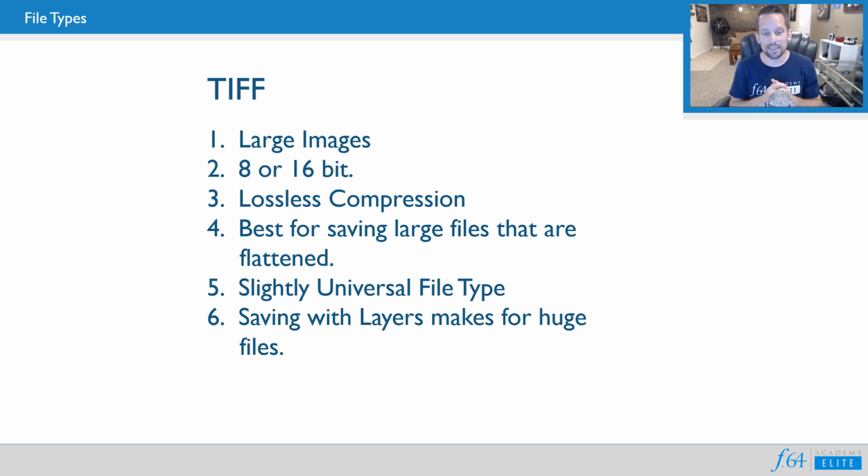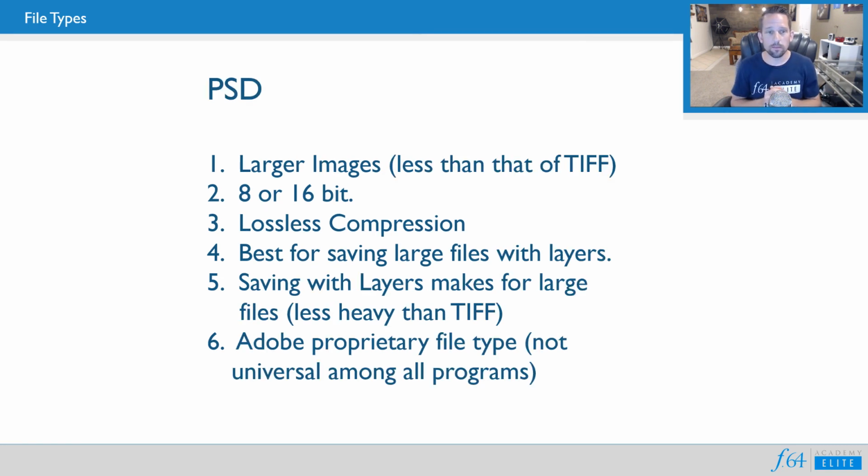You can always access that stuff later, and it can have layers in it if you want, but it's going to make huge files. A PSD file, these are large images, but they are less in file size than a TIFF when we have layers incorporated in them. They can be 8-bit, 16-bit, whatever data is set for that PSD file in Photoshop. It's a lossless compression, meaning you don't lose any of that data. It's best for saving your large files that have layers in them because Photoshop knows that you're going to be working with layers, so it's great for saving things with layers because they're less heavy than a TIFF.